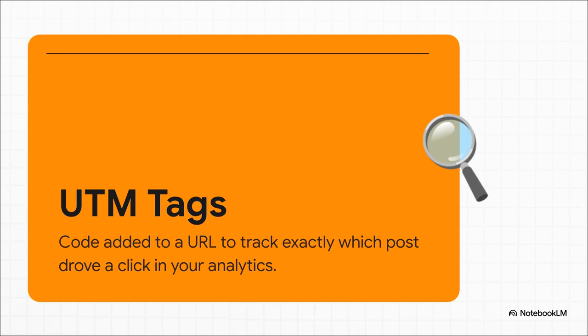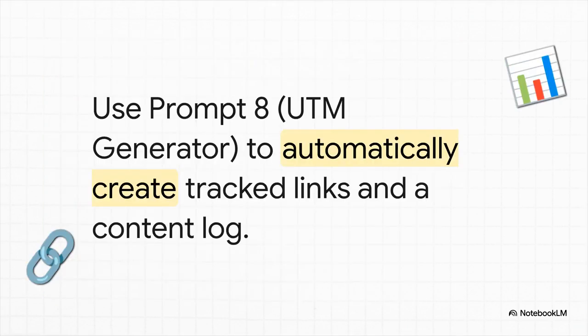So how do you really know which post led to a sale or a sign-up? UTM tags. That's the answer. They're like little digital name tags you add to a link that tell your analytics program, like Google Analytics, precisely where that click came from. No more guessing which platform is actually driving traffic for you. And the best part is, you don't have to be some tech wizard to use them.